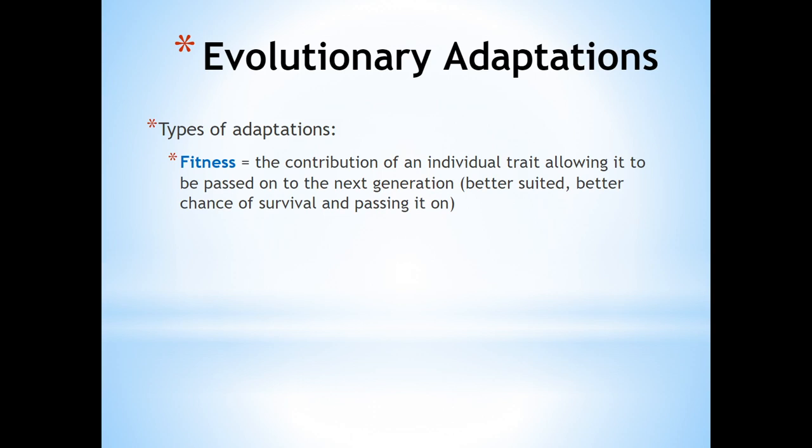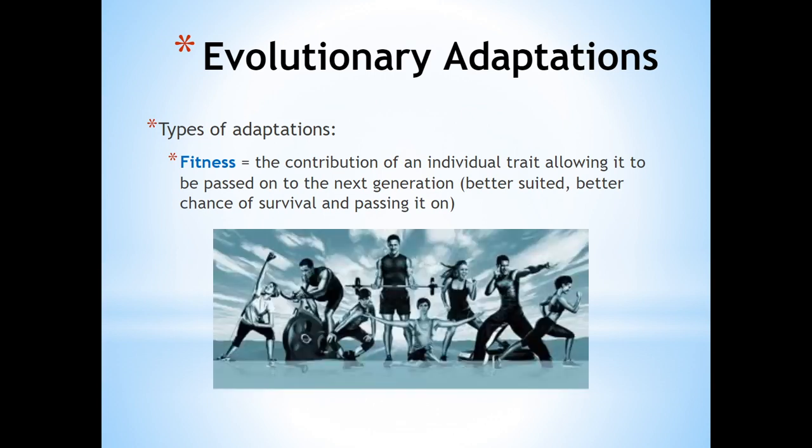So, evolutionary adaptations, types of fitness. So there is fitness. The definition says a contribution of an individual trait allowing it to be passed on to the next generation. Better suited, better chance of survival and of passing on. A lot of people say, you know, fitness means working out, being physically fit, strong, fast, all that. That is not necessarily fitness. I mean, it is a fitness, strength is, but it's not fitness as a whole when we talk about species. There are different types of fitness, okay?